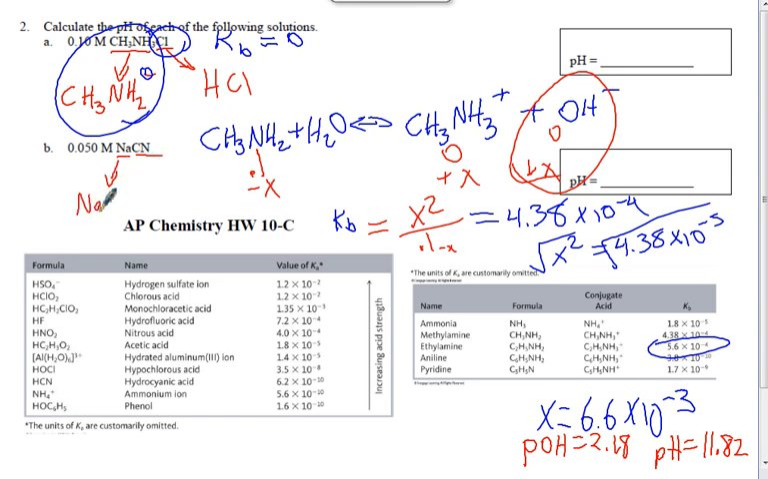NaOH. That is a very strong base, isn't it? So sodium is not going to be the one we work with. It's going to be the cyanide. And its opposite is hydrocyanic acid. And hydrocyanic acid, look at this. That's its Ka. 6.2 times 10 to the minus 10.